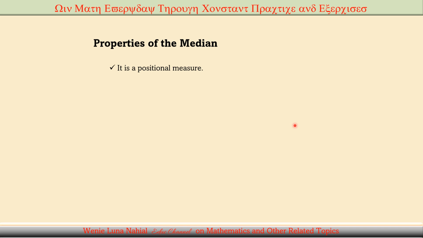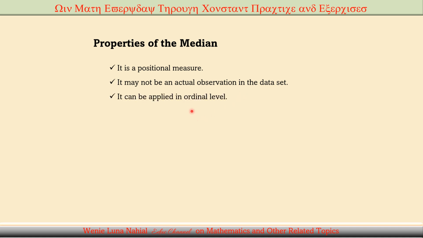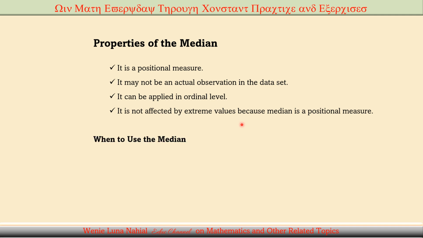The first one, it is a positional measure. Of course, it is because it certainly divides the observations into two equal parts. It may not be an actual observation in the data set. This happens when the number of observations is even. It can be applied at the ordinal level. It is not affected by extreme values because the median is a positional measure.